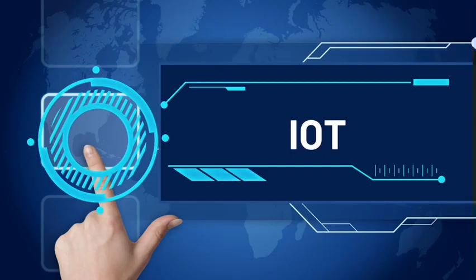Next, we go to the Internet of Things. What is the Internet of Things? The Internet of Things describes devices with sensors, processing ability, software, and other technologies that connect and exchange data with other devices and systems over the internet or other communication networks.